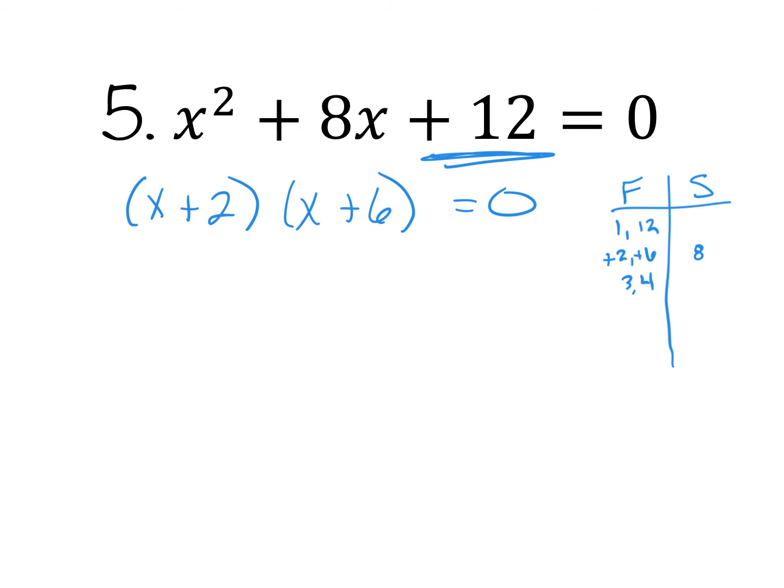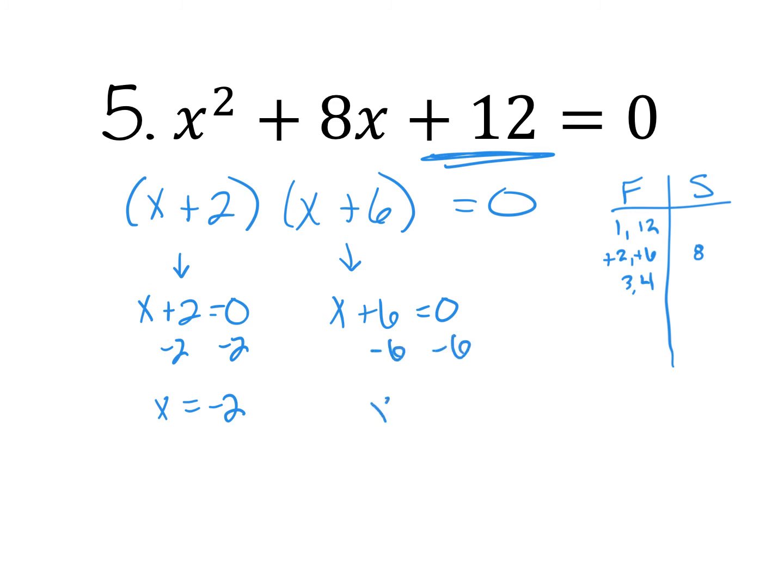Now that we have it factored, we can use the zero product property to solve. I would get x equals -2 and x equals -6 as my solutions for this quadratic.